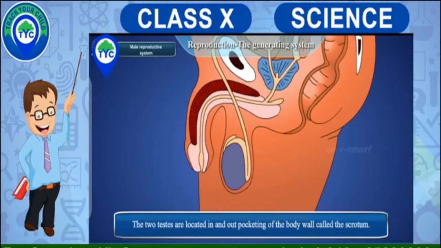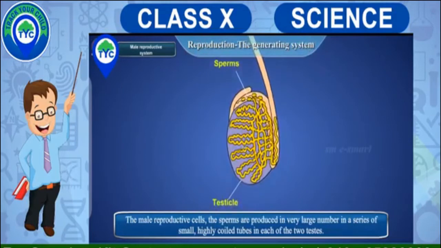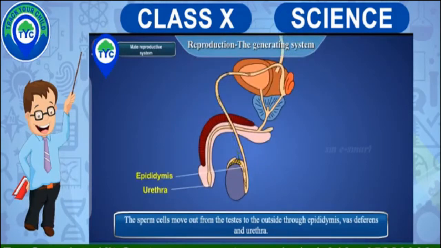The two testes are located in an outpocketing of the body wall called the scrotum. The male reproductive cells, the sperms, are produced in very large number in a series of small, highly coiled tubes in each of the two testes. The sperm cells move out from the testes to the outside through epididymis, vas deferens, and urethra.